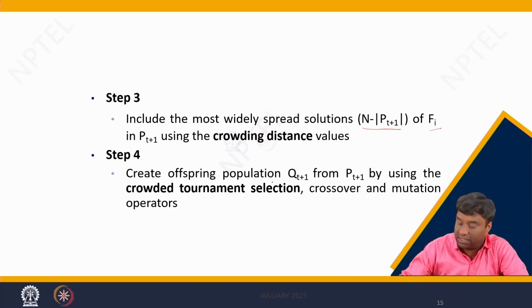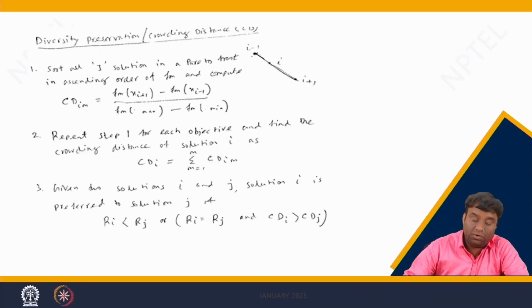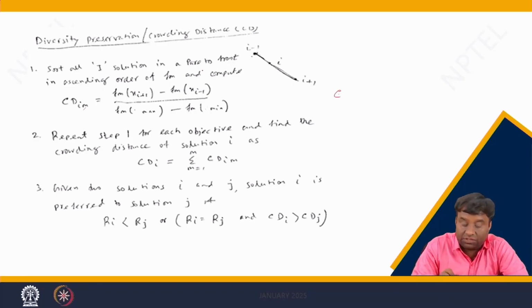So we need to learn the crowd distance. Try to understand what this is, the basic concept of NSGA-II. We now want to find the crowd distance. Sort all solutions I in the Pareto front in ascending order of FM, where FM means the objective, and compute CDIM. This is the formula for the crowd distance, where M is the number of objectives.